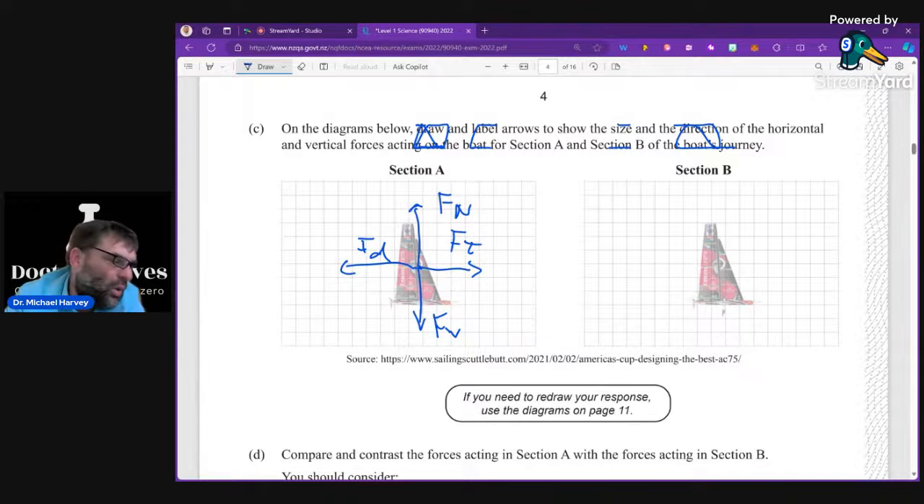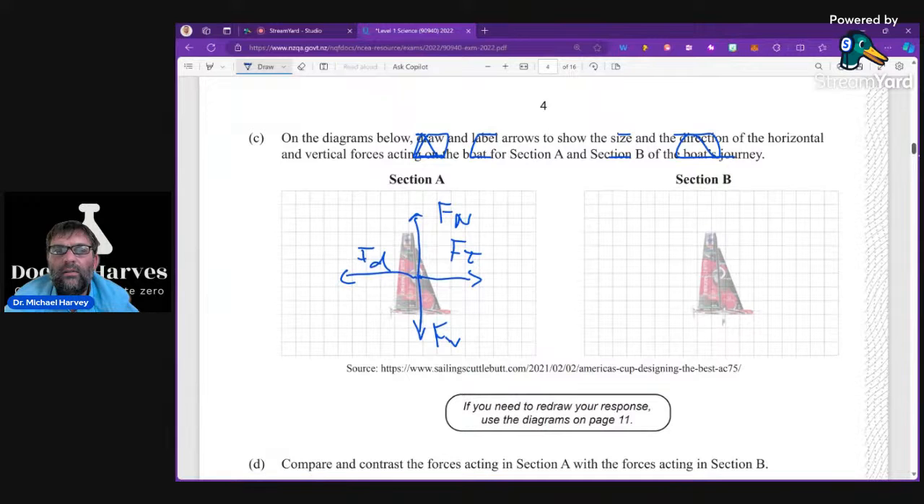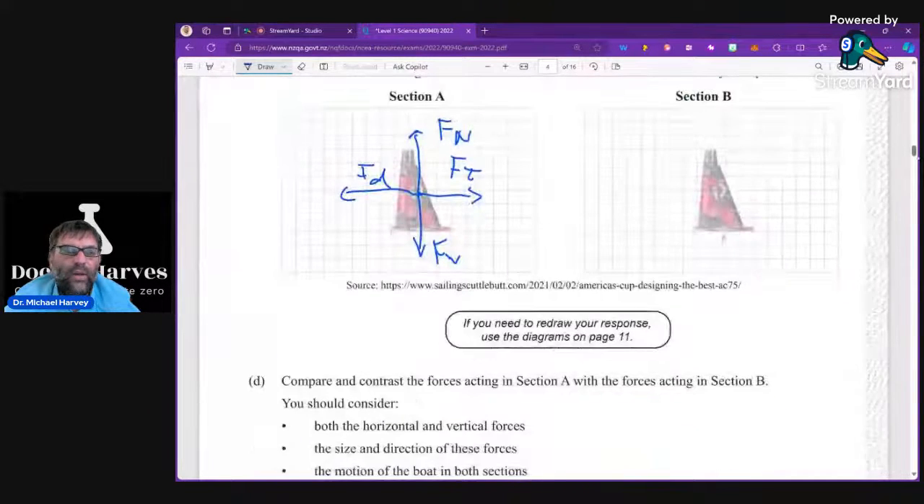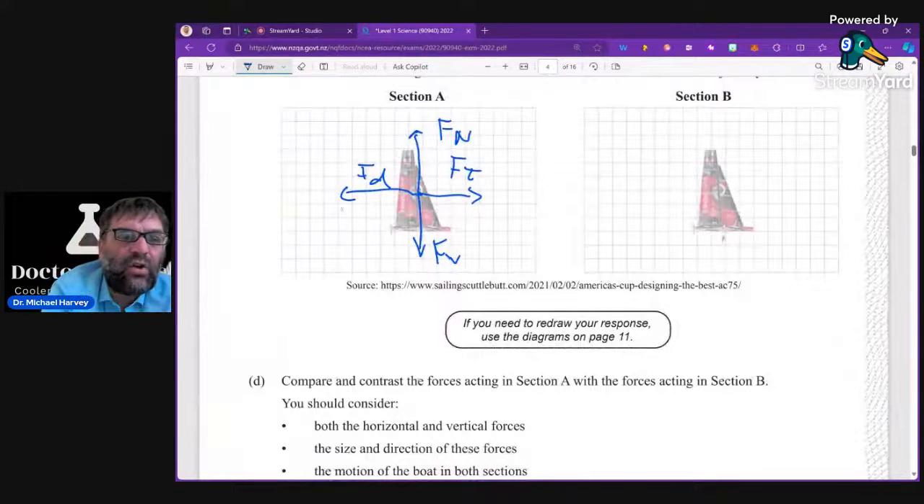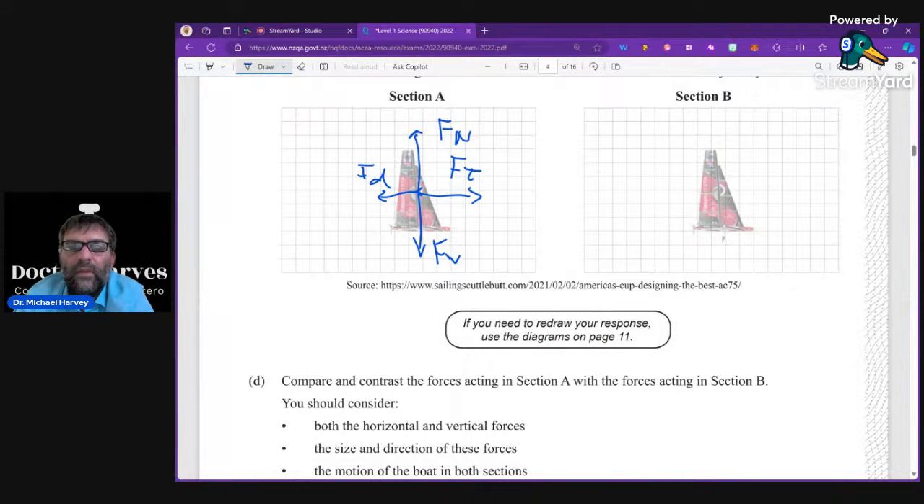Now we know that section A is accelerating forward. So that means the drag force is slightly smaller than the force of thrust caused by the wind. But the weight force and the normal force balance out. And that means you're going to get a net force in the forward direction.